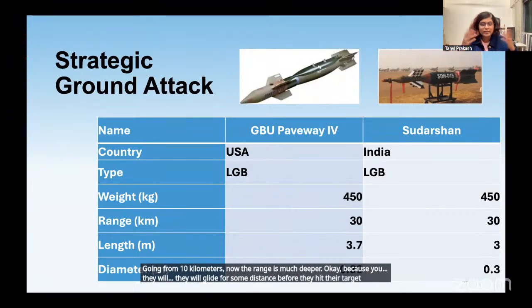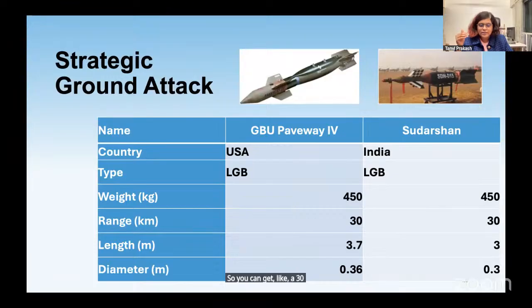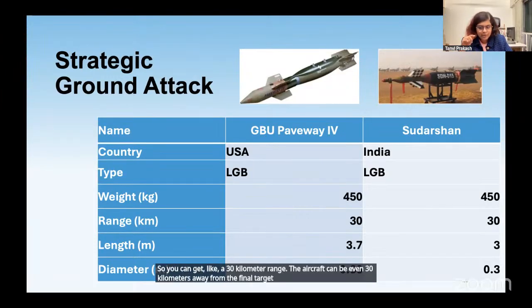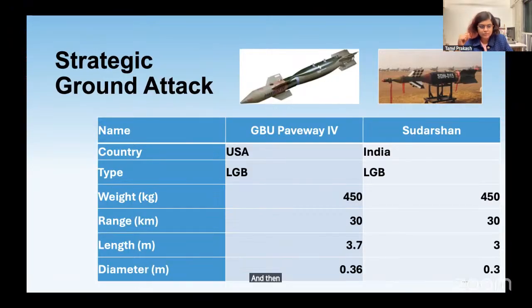So why do we glide? Because you get better aerodynamic efficiency. So you can get like a 30-kilometer range. The aircraft can be even 30 kilometers away from the final target. It doesn't need to actually go above or so close to the target and drop these weapons. It can stand off at a clear distance and then send it out.